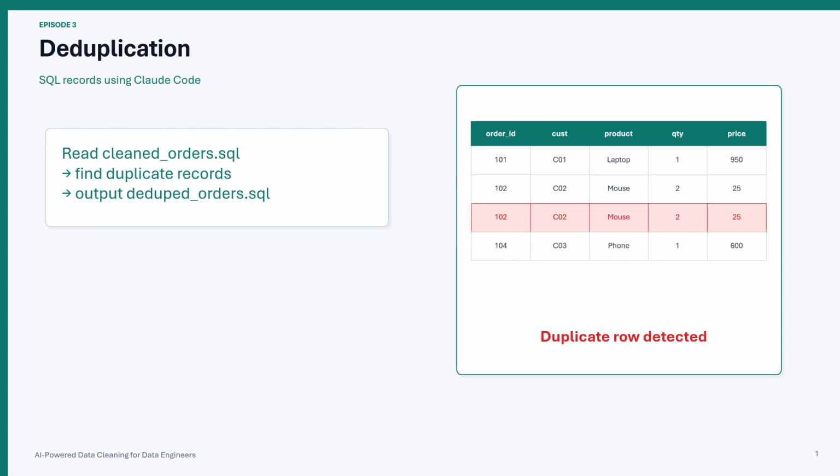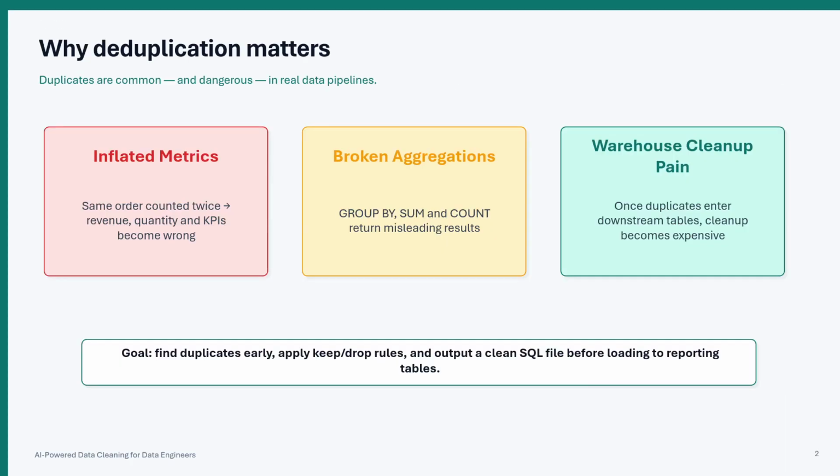In this episode, we are going to talk about deduplication. Duplicates are one of the most common data quality issues in any ETL or data pipeline. If duplicate records move into reporting tables or data warehouses, they can inflate the metrics, break the aggregation, or create incorrect business reports. Today we are going to use Claude Code to identify duplicate SQL records and apply clear keep or drop rules and generate a clean deduplicated SQL output file.